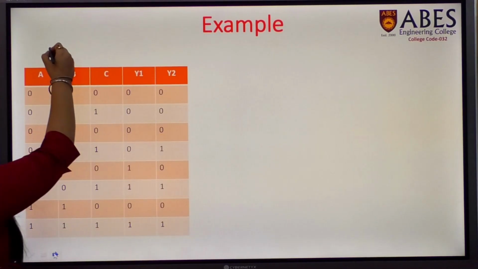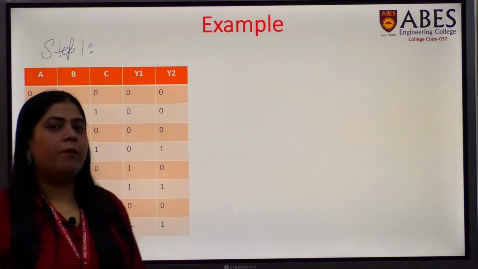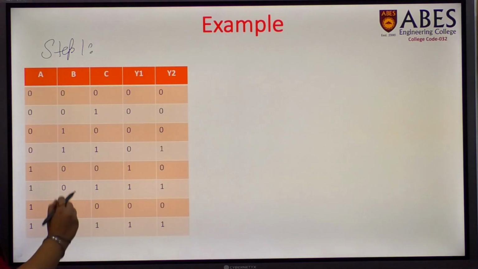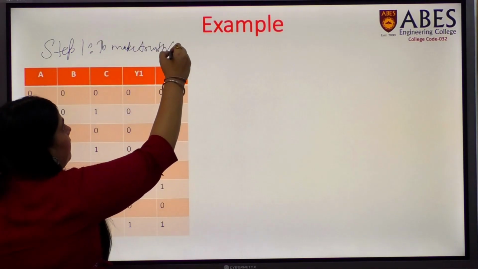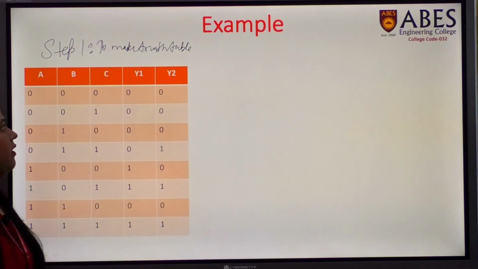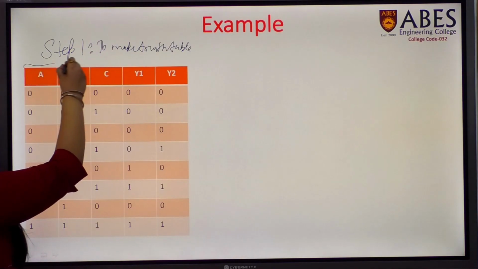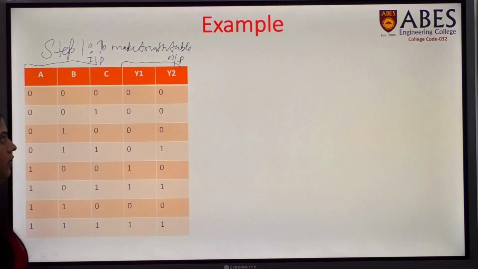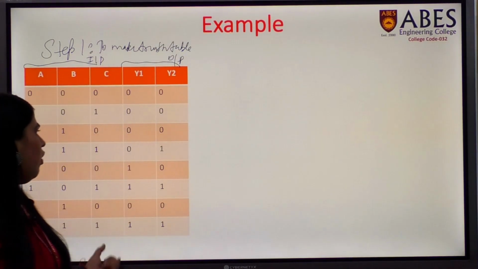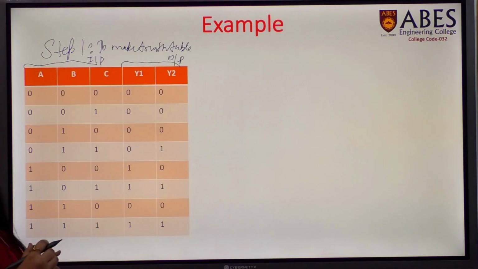So first step: to make any combinational circuit using PLA, the first step is to make the truth table. In this example, I take this truth table. The truth table is random. A, B, C are the inputs and Y1 and Y2 are the outputs. This is a random truth table of any logical circuit, so that you can easily understand what we mean by PLA. I am taking one random example.